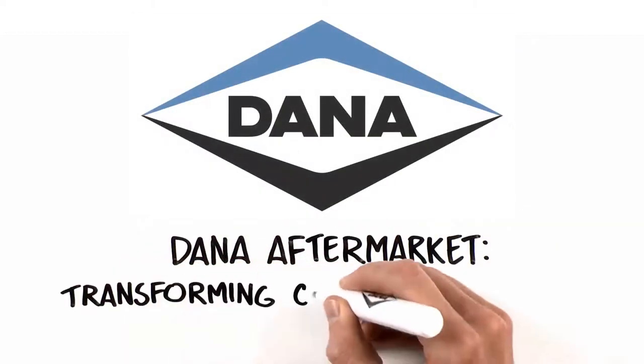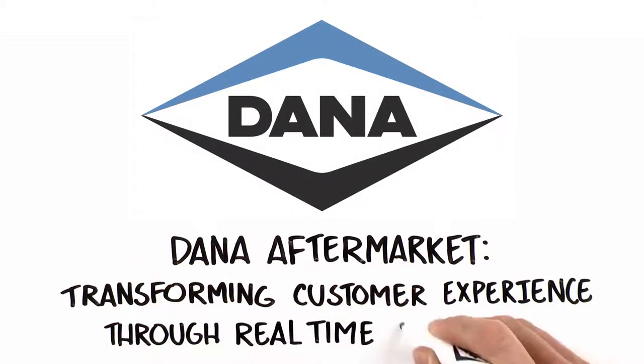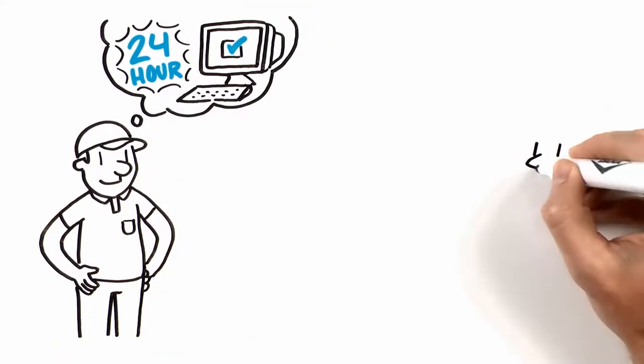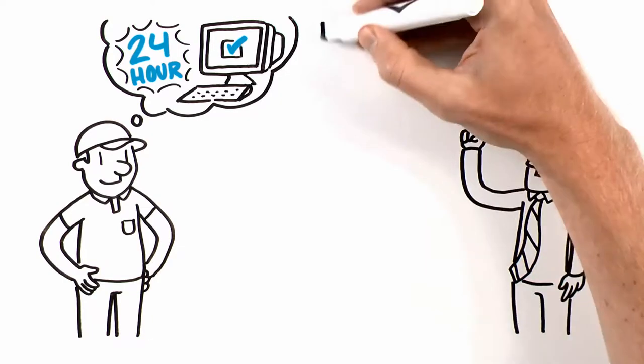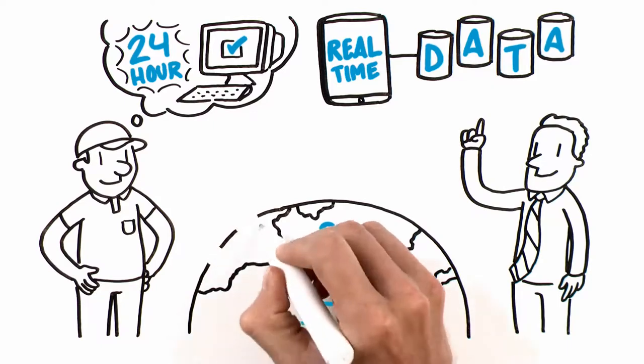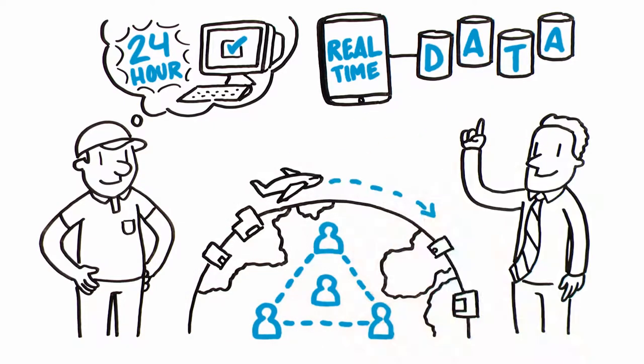Dana is transforming the customer experience through real-time commerce. Remember when 24-hour processing felt revolutionary? Today's customer demands immediate service using real-time data. Customer-centric logistics used in global consumer markets put pressure on companies like yours to follow suit.